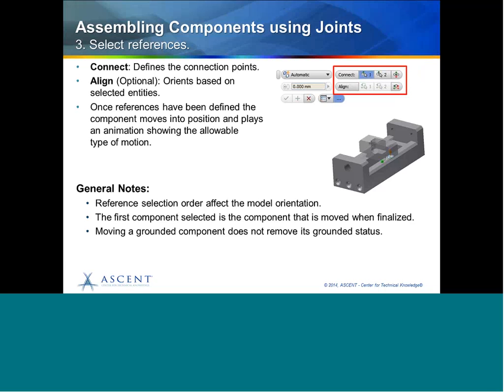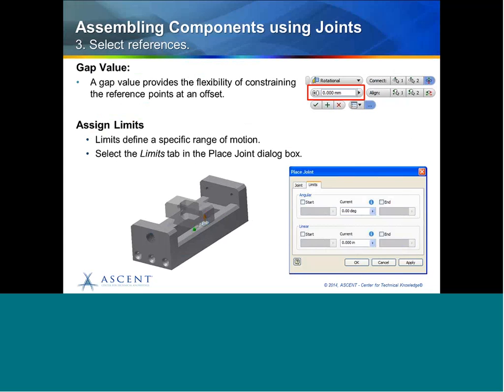Just some general notes at the bottom of the page here. The reference selection order that you use is important, and it does affect the model orientation. So you'll definitely want to make sure that your very first reference that you're selecting is the one that is going to be moved when it's finalized, okay? One thing, too, to think about is when you move your grounded component, it is not going to remove that grounded status, okay? So it does stay grounded, so something to consider. If you do select it for moving, when you assign a constraint, the joint, it will prompt you and say that you're trying to do this to a grounded component.